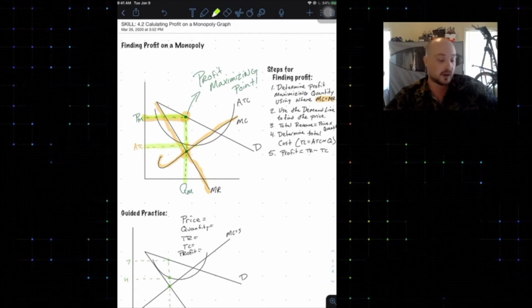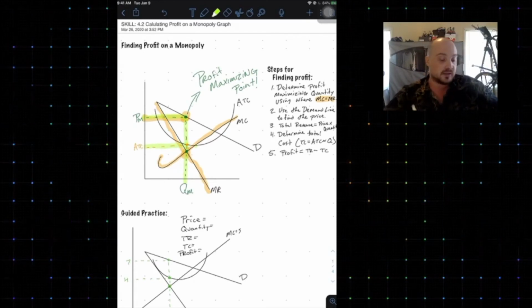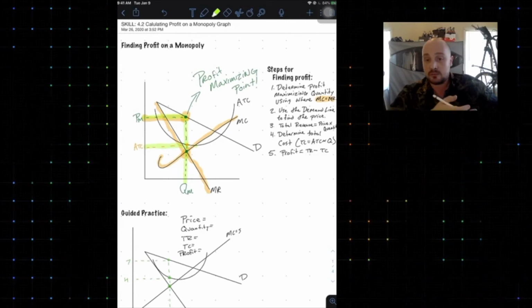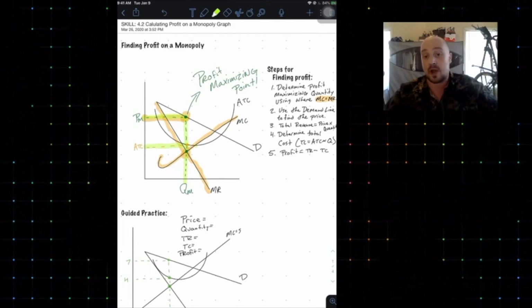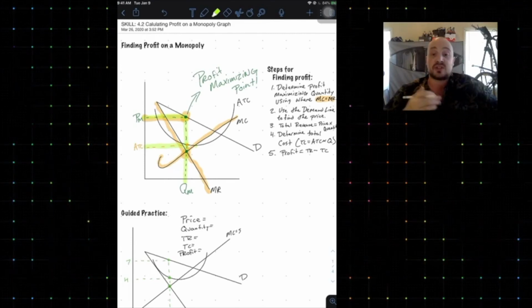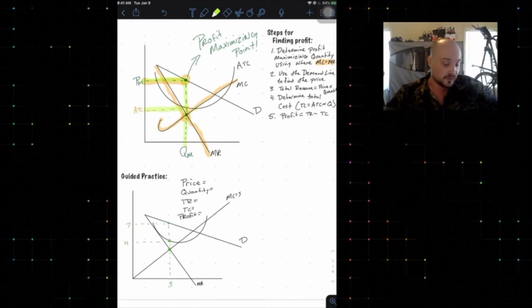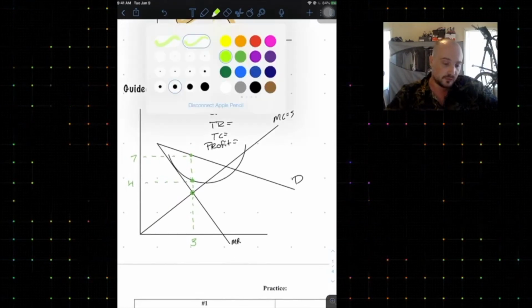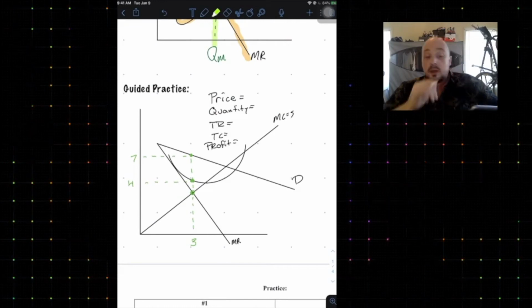Then to find our total cost, we would just do ATC times quantity, right? So it would be ATC times QM, right? We would then take our total revenue and subtract our total cost, and we would come up with a number, and that would be profit, right? So I'm going to do the same thing, except now I'm going to do it with actual numbers, right? So I'll head down here to my guided practice question. Keep with that nice green color, a little bit better than the yellow.